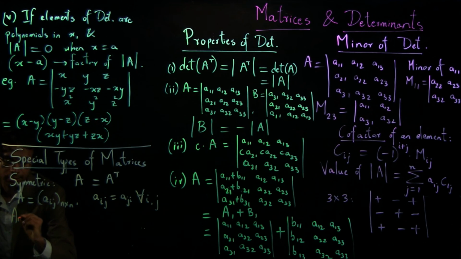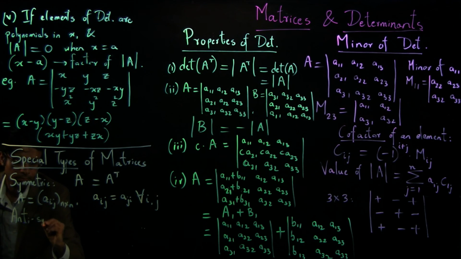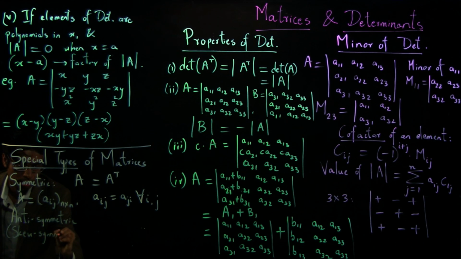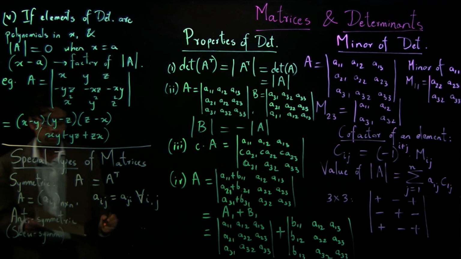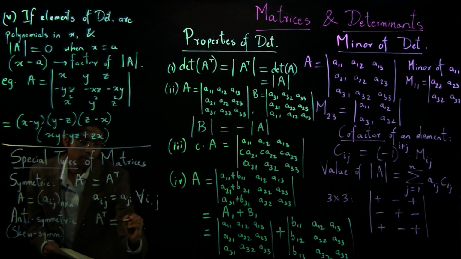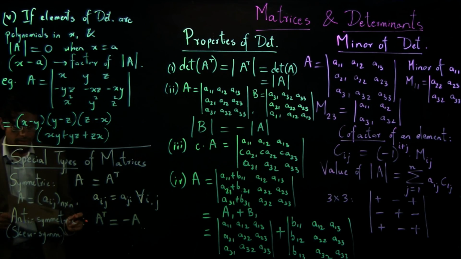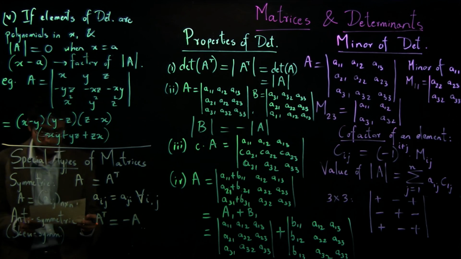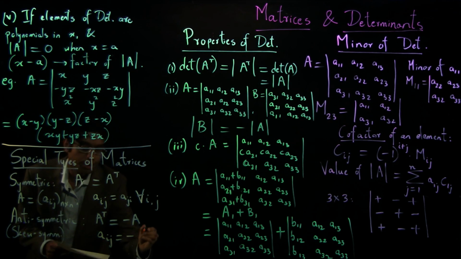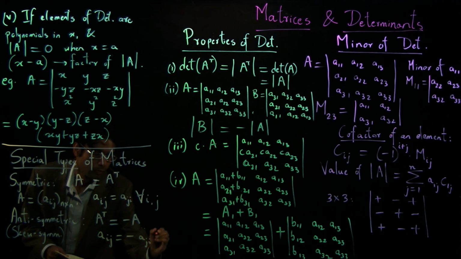Then we have anti-symmetric. Some people like to call this skew symmetric. They both mean the same thing. The definition of this is that A transpose is the negative of A. Again, this works only for square matrices, and the condition for that is Aij equals minus Aji for all i, j.